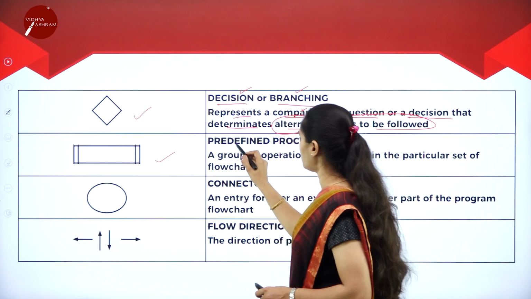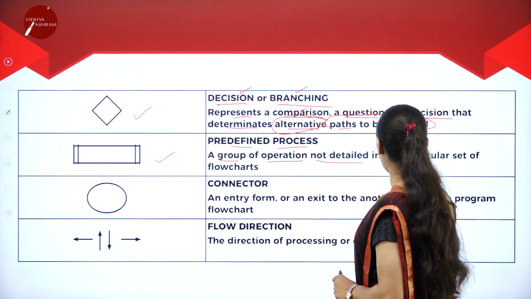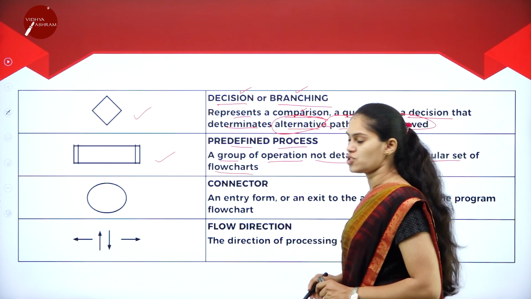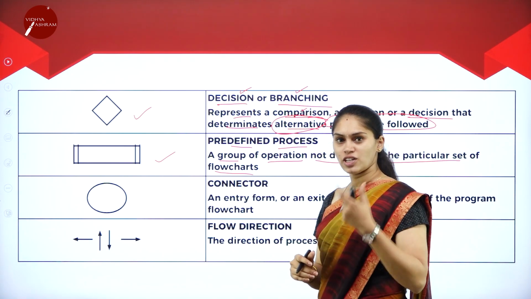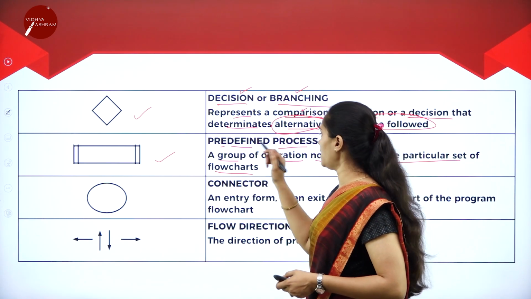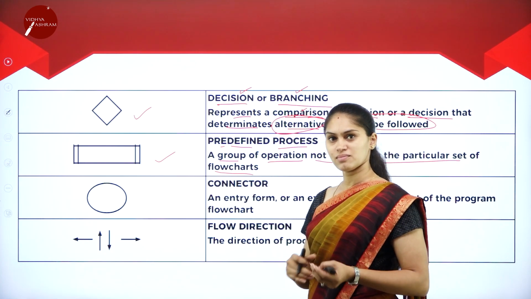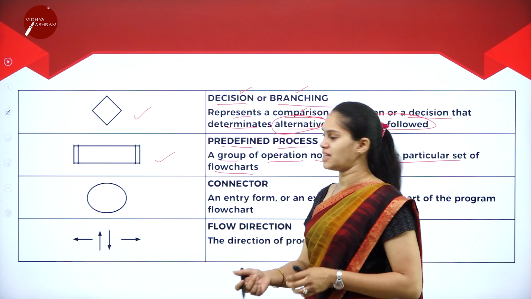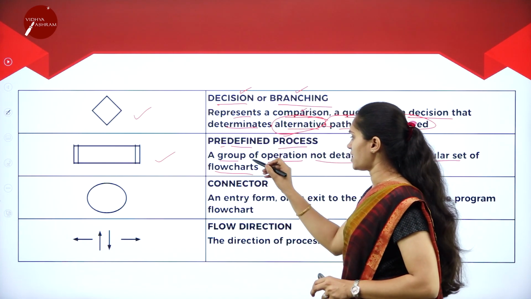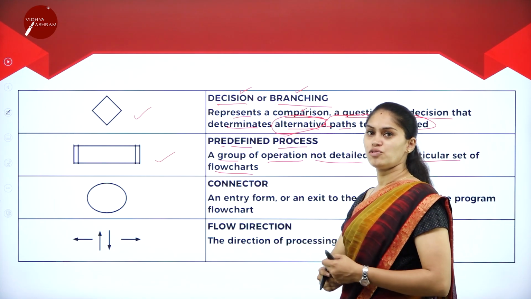Next, we have the predefined process. This is a group of operations not detailed in the particular flowchart. So I am not going to give all the details in a flowchart. Instead of that, I am going to take one predefined process and make that a separate one. So it indicates a sub-process, that is a predefined process, a group of operations that is not explained in detail in the flowchart.